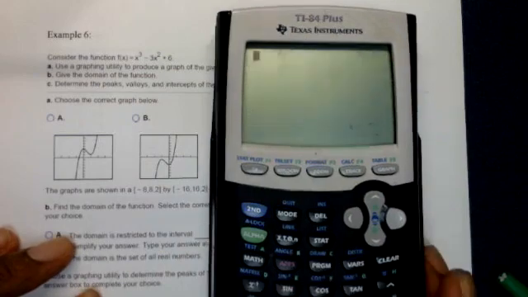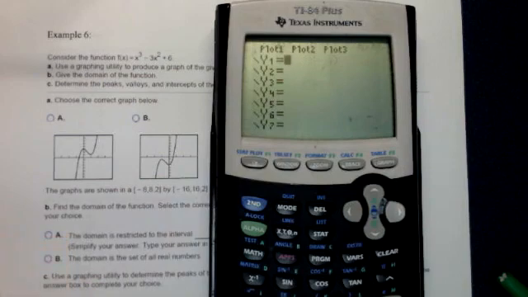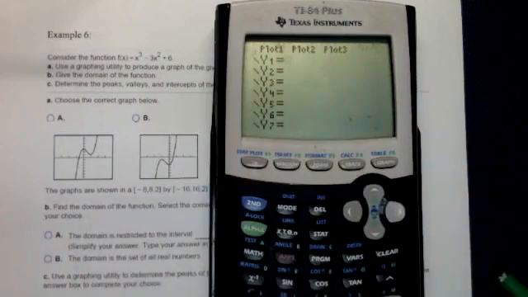Okay, so the way I'm going to do this is press the y equals button. I'm going to clear out any equations that have y1 in them. I want to make sure that my plots are off. If they're highlighted, you want to use your up arrow key and press enter. And then use your down arrow key to get back to y1.